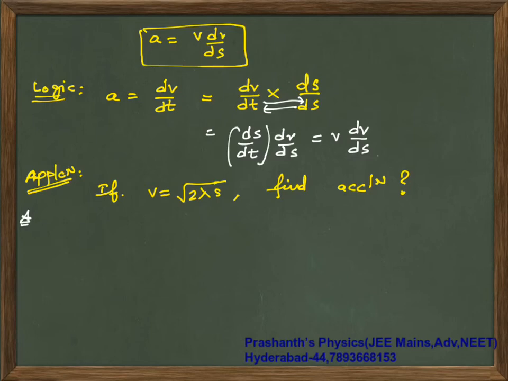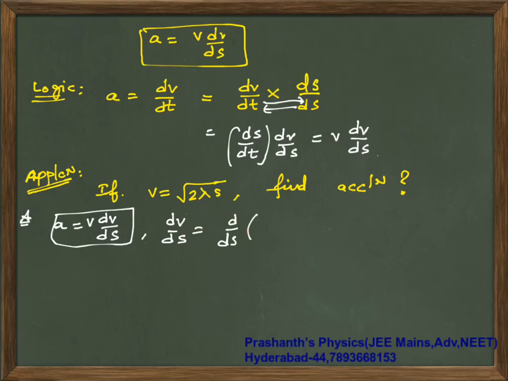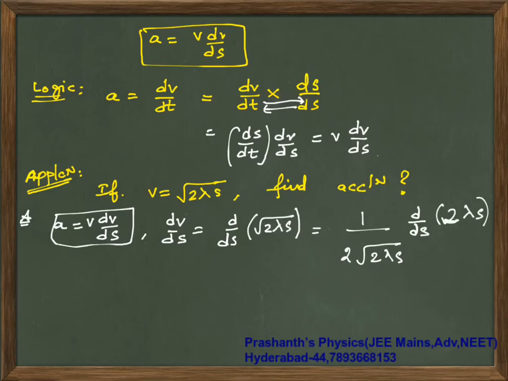Sorry. So your acceleration is v times dv by ds. First let us calculate dv by ds. dv by ds is d by ds of under root 2 lambda into s. So this will become 1 by 2 root of 2 lambda s into d by ds of 2 lambda s. Okay, this is from chain rule.